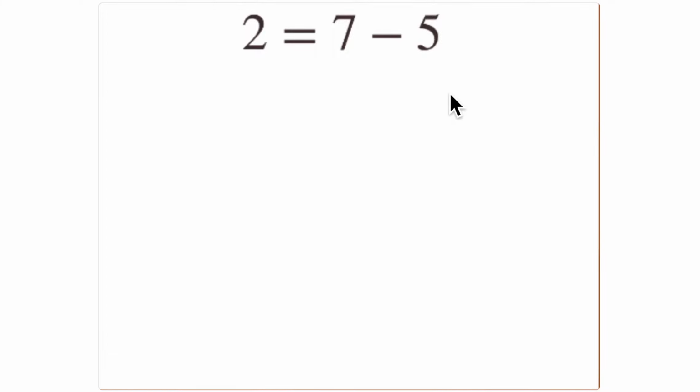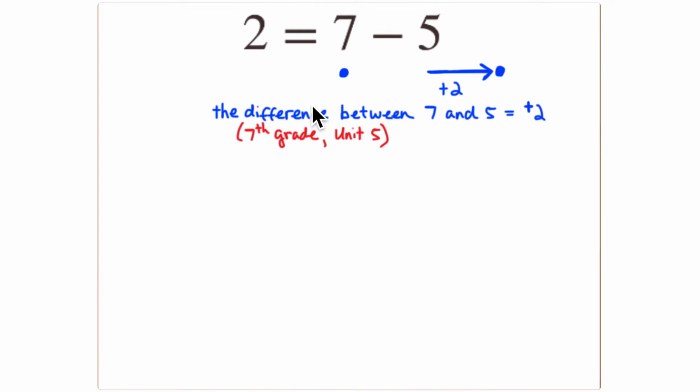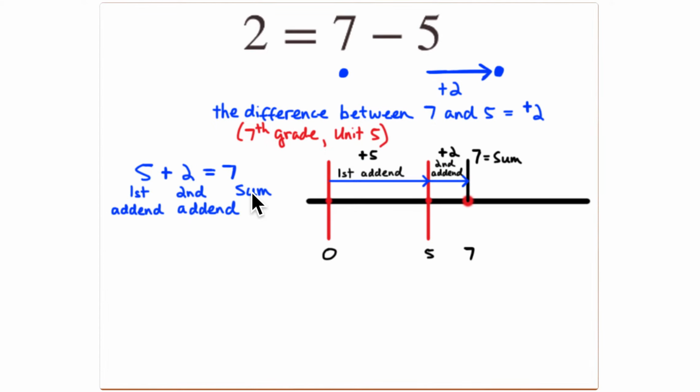Now this gets pretty intense. This was one of the more difficult units in 7th grade. This is Unit 5 in 7th grade, showing the difference of two numbers and how you think about that. If you use a number line, first I'm going to remind you that the difference between 7 and 5 is equal to a positive 2. This is 7th grade, Unit 5.